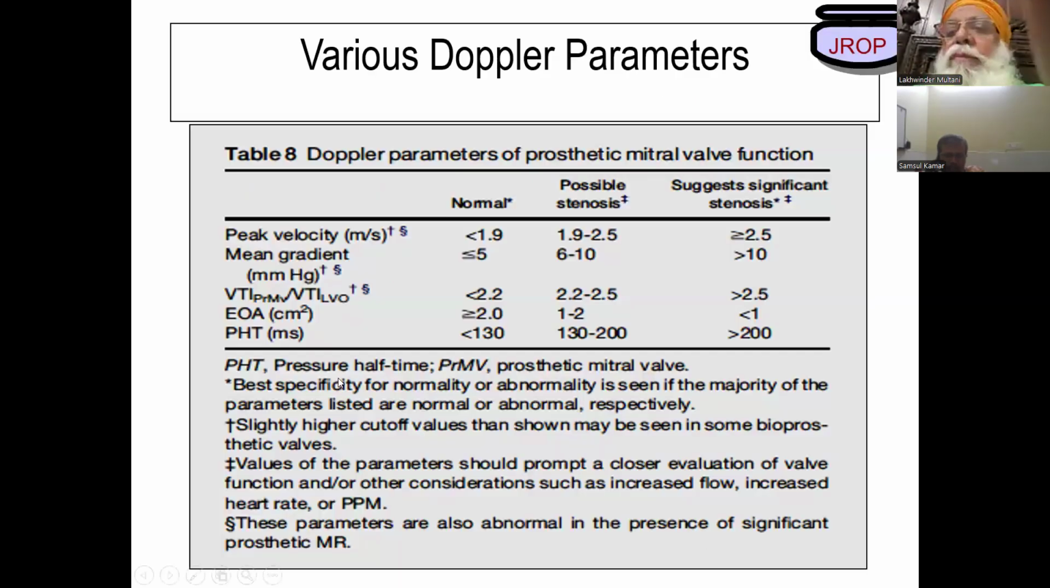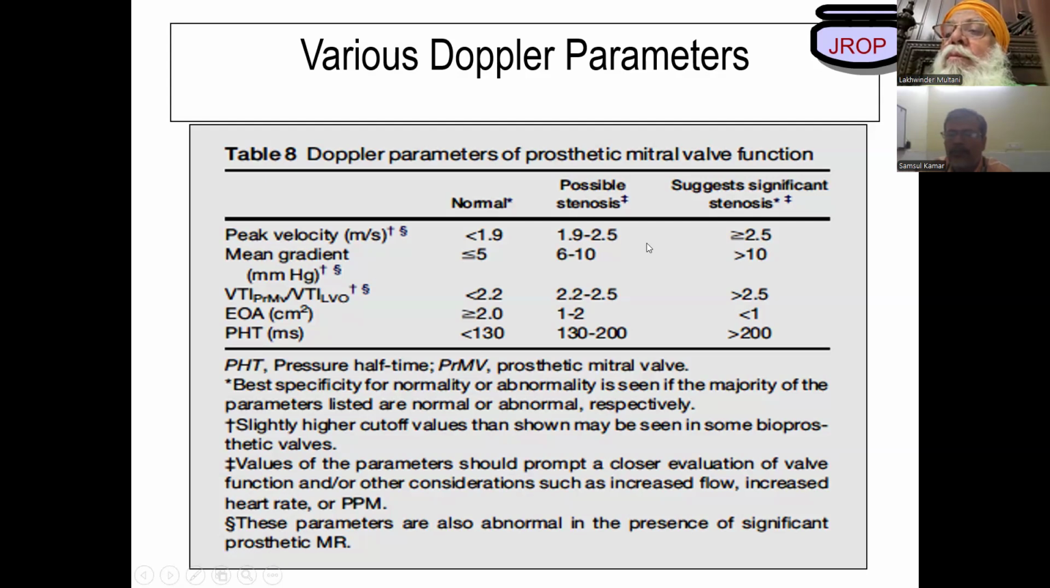So this is an equation. We look at the peak velocity. The most important thing is the mean gradient. Here, normal has a mean gradient of 5 millimeters of mercury. Prosthetic possible stenosis is 6 to 10. And if it's more than 10 millimeters of mercury, we are always looking at significant stenosis.